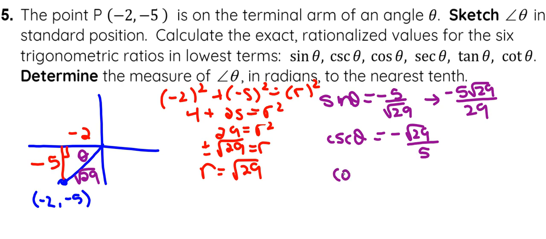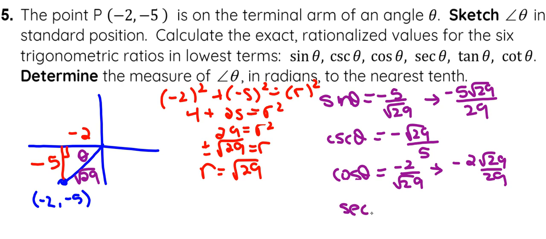Okay, cosine. Cosine is equal to x over r, or adjacent over hypotenuse. Of course, I need to rationalize that by multiplying top and bottom by root 29. And the reciprocal of cosine is secant. So if I take cosine and I flip it, it's going to be root 29 over 2, and then keep the negative on top. Okay, we have to do now tangent and cotangent.